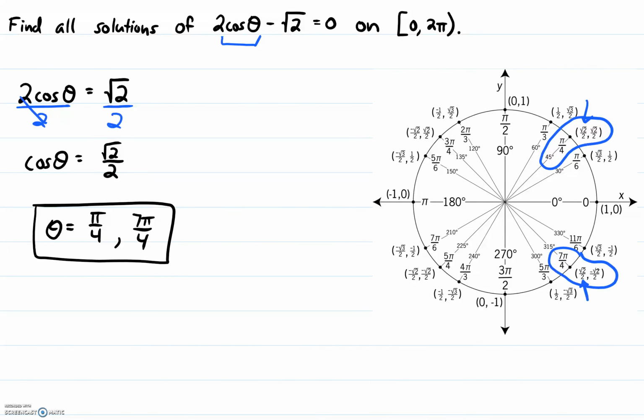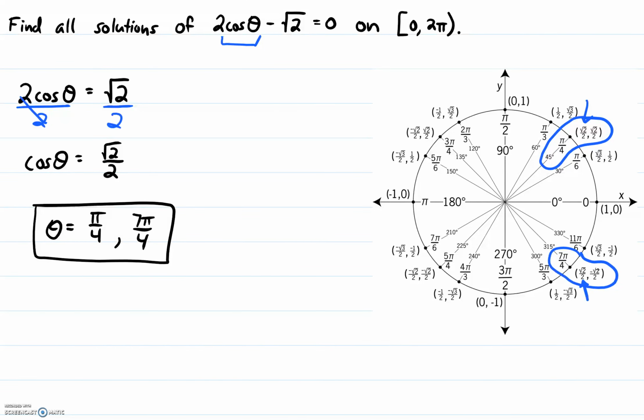Now, since we're only interested in the answers between 0 and 2 pi, this is where we stop. But if we were interested in all of the solutions, there are an infinite number of those, and in a future video, we'll talk about how to do that. Essentially, if we wanted to find an infinite number of values that satisfy this, we could continue adding 2 pi to each of these answers. That's just going to take us around the circle.